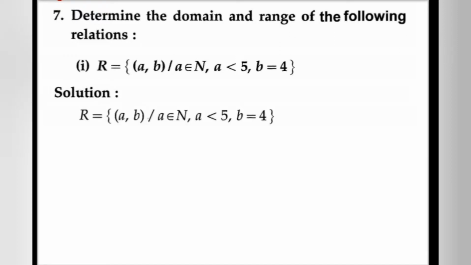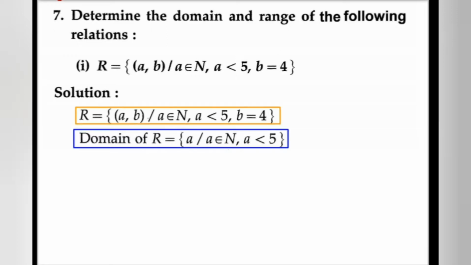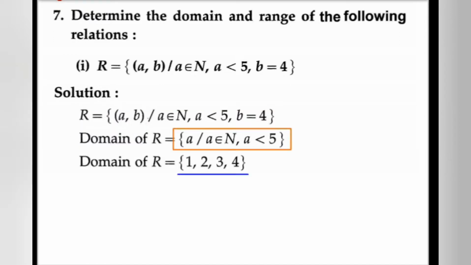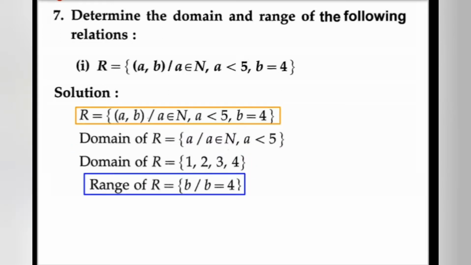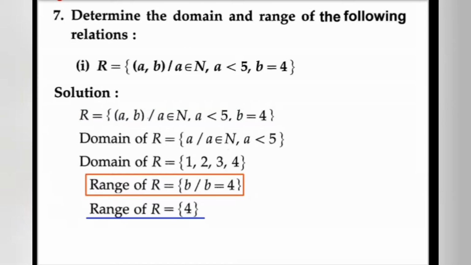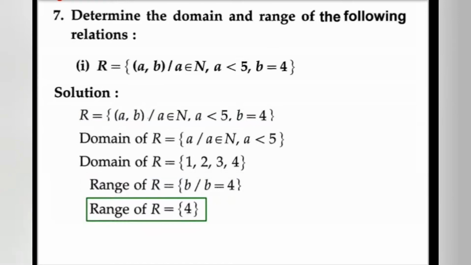Solution. R is set of (a,b) such that a belongs to N, where a is less than 5, b is equal to 4. Domain of R is set of all a such that a belongs to N, a is less than 5. That means it is set of 1, 2, 3, 4. Range of R is set of all b such that b equals 4. So it is set of 4.